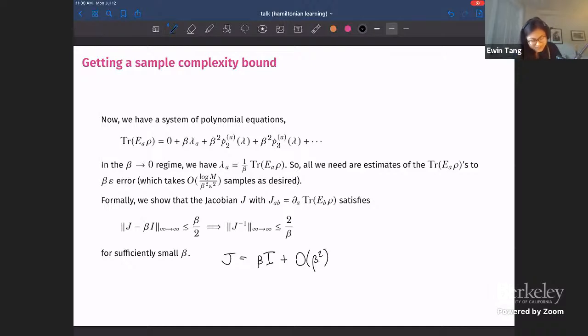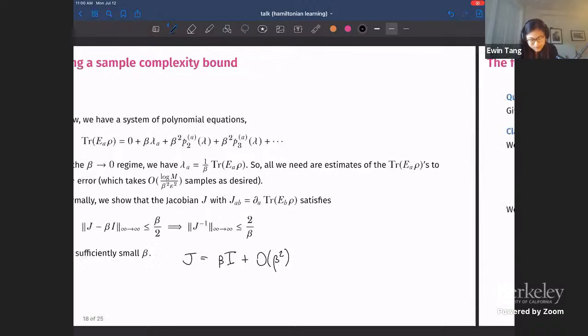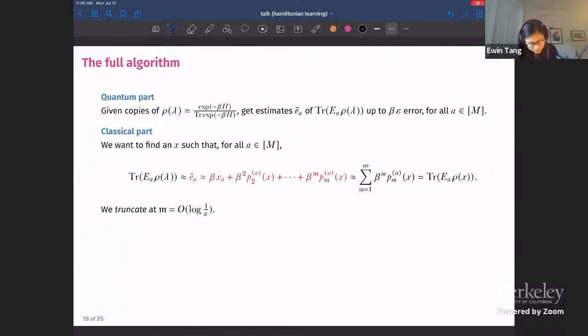So I've shown that because we were able to express our marginals as a polynomial equation, or as of this moment, a power series, that gives us the sample complexity bound that we want. To get the time complexity bound, we do something basically pretty similar: first of all, we estimate all of our marginals to beta epsilon error, as we suggested in the beta to 0 limiting case.